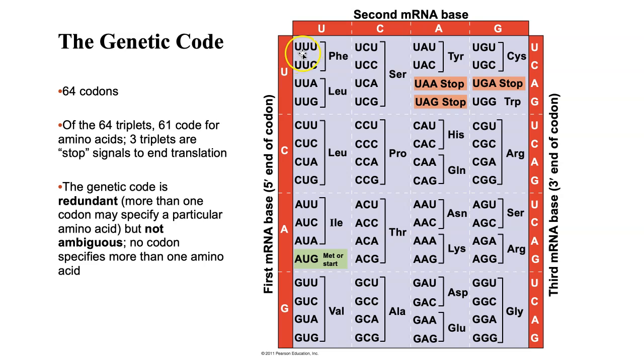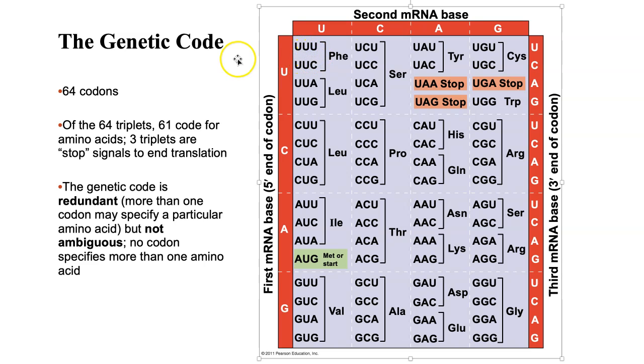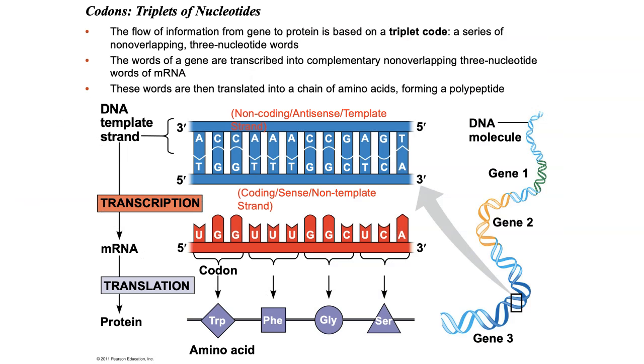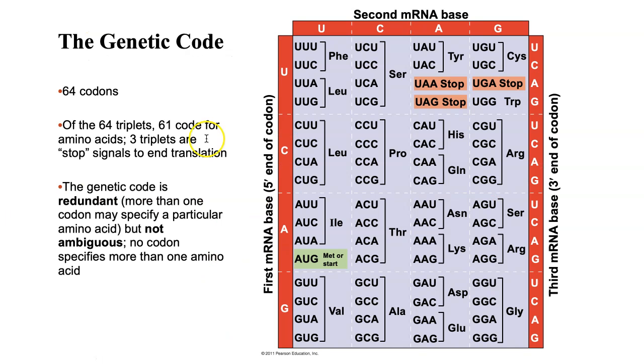So it's 4 times 4 times 4, which is 64. So there are 64 total combinations possible to create a codon from these 4 nucleotides. So this is it. These are all the possible combinations that we can make. Okay. So let's say I wanted to figure out what our first codon, UGG, which amino acid that coded for.